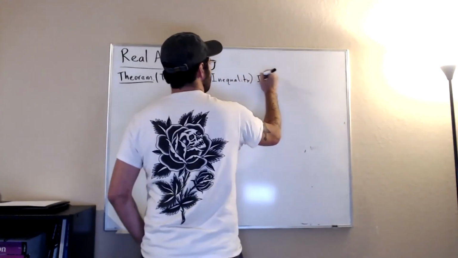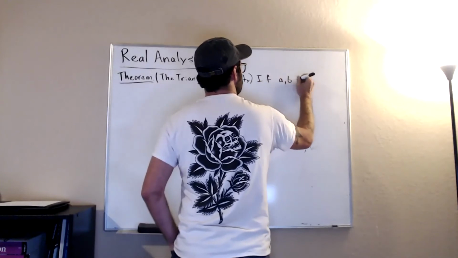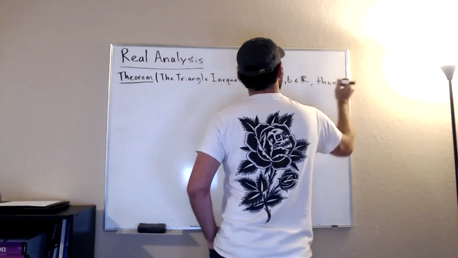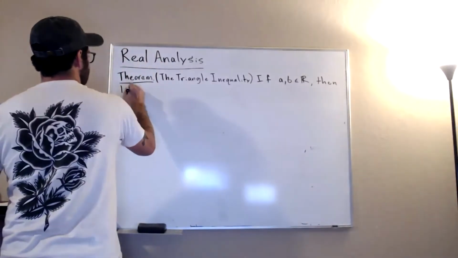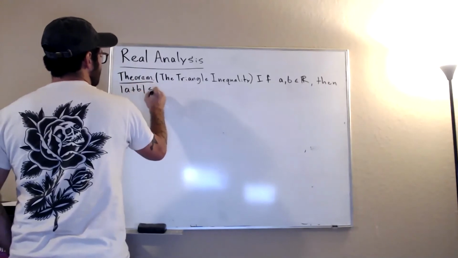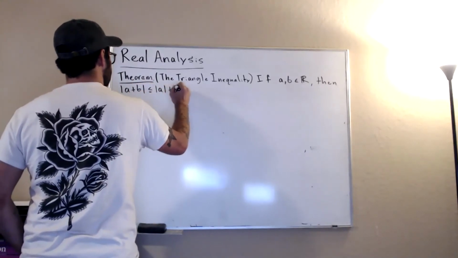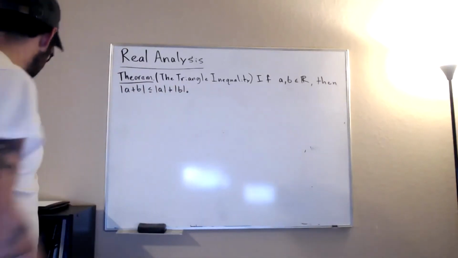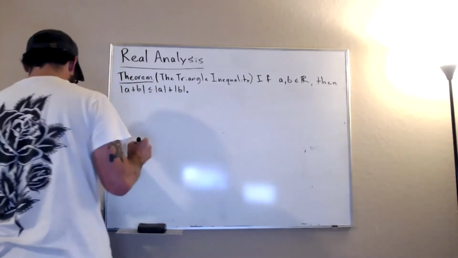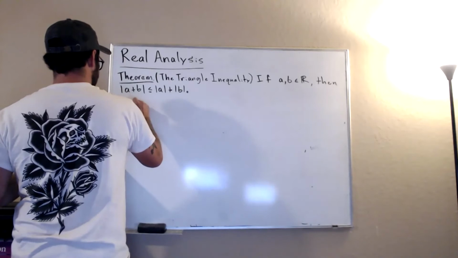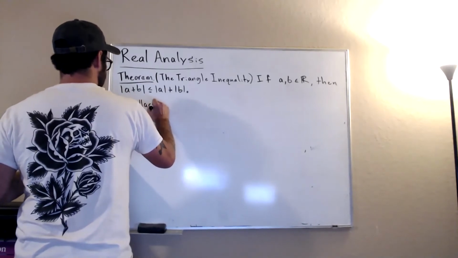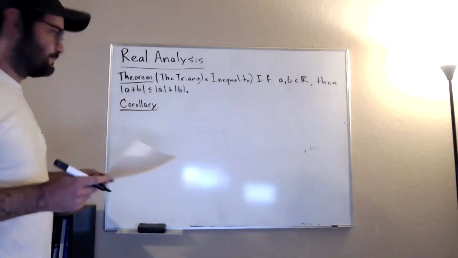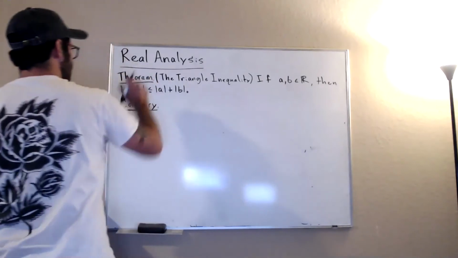And again, just if A and B are real numbers, then the absolute value of the sum is at most the sum of the absolute values. Okay, so what did I have? Oh, so there's a corollary. A corollary is simply a result that follows from a main theorem, right? So this is going to follow from this theorem.